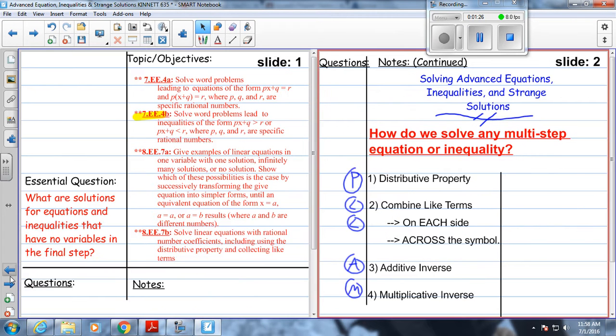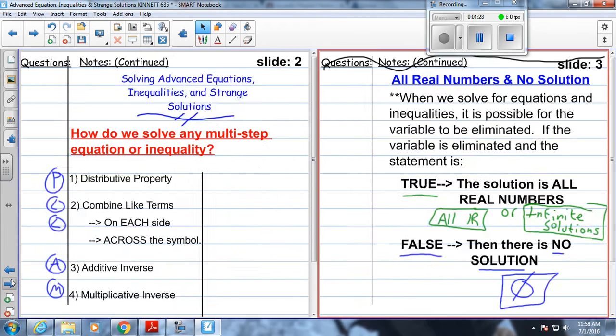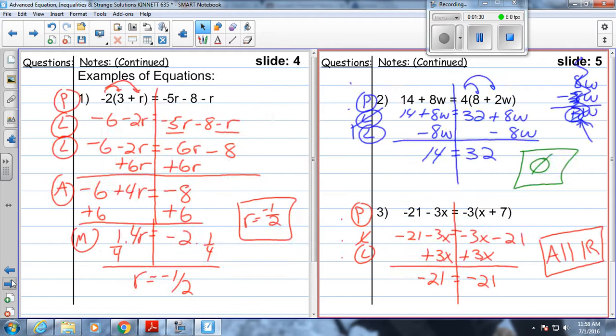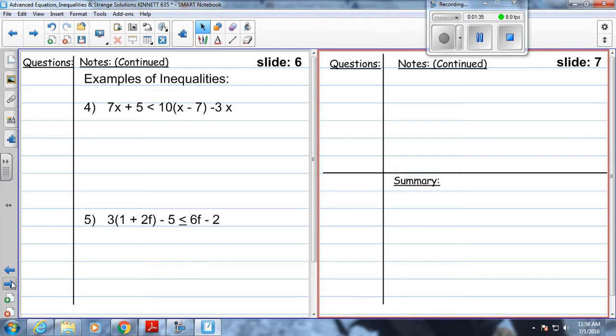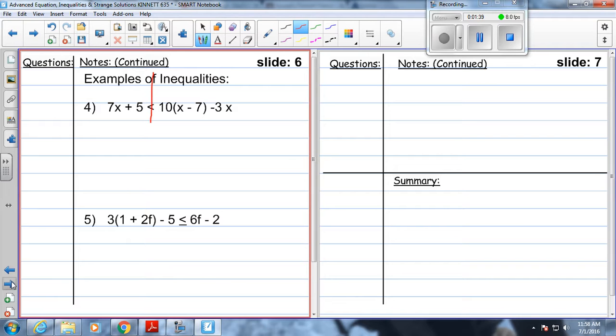So our first 3 examples dealt with equations. And now we're moving on to the inequalities examples. We draw a vertical line on our inequality symbol, and we begin using the distributive property. We don't have it on the left side there. That less than does need to be there. We distribute here, and we get our 10x minus 70 minus 3x.